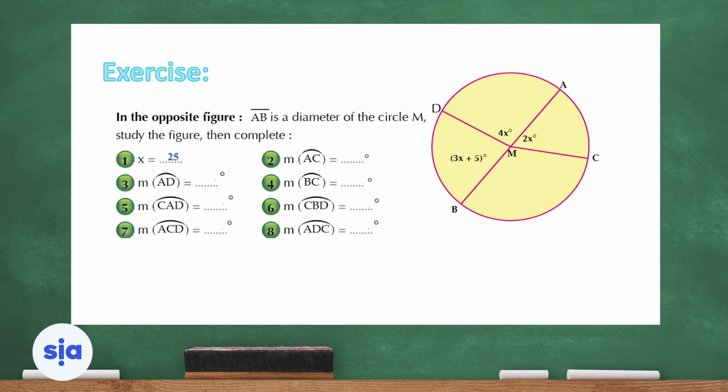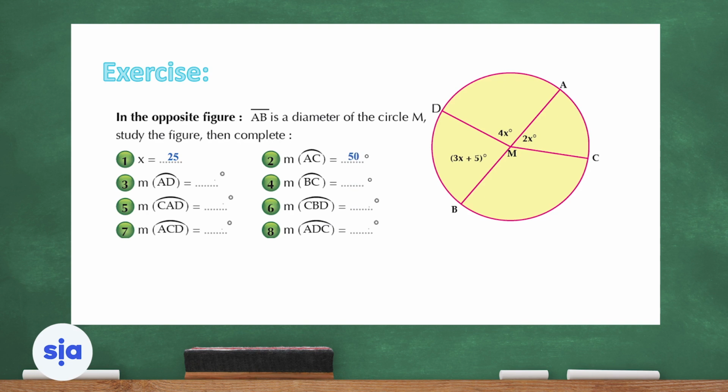Second one, if x equals 25, remember this very well as we're going to use it in any of the coming arcs. The question in number 2 is asking you to find the measure of arc AC. Where is the central angle opposite to AC? It's 2x, which is angle AMC. If x equals 25, so 2x equals 50 degrees.